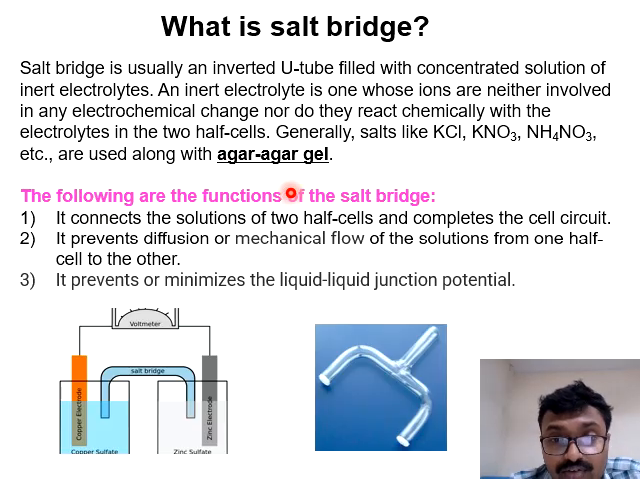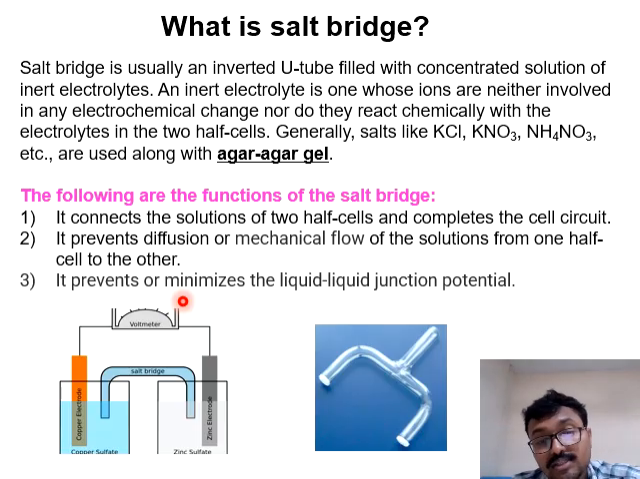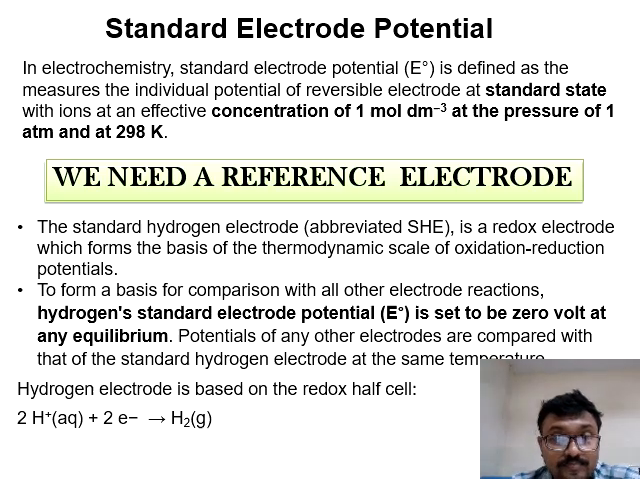The following are the functions of the salt bridge. First, it connects the solutions of the two half cells and completes the cell circuit. Second, it prevents diffusion or mechanical flow of the solution from one half cell to another. And third, it prevents or minimizes the liquid junction potential of the cell. So, what is the importance of the salt bridge? These are the three importances of the salt bridge.